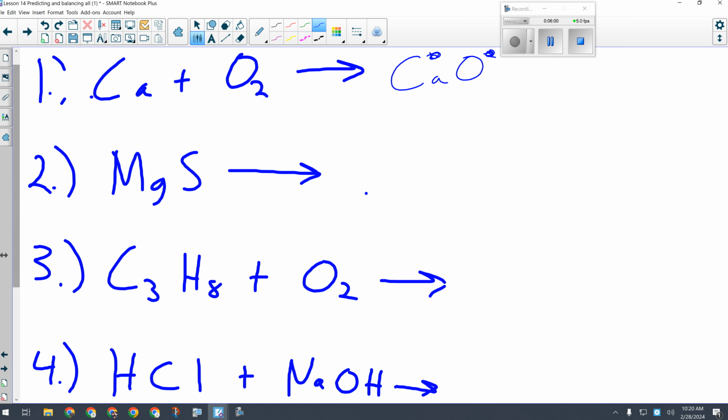And now I've got to balance the whole reaction. Two oxygens in the reactants. Now I got a 2 here. I got to go back over here and make sure I got 2 calciums. Now the reaction is balanced.